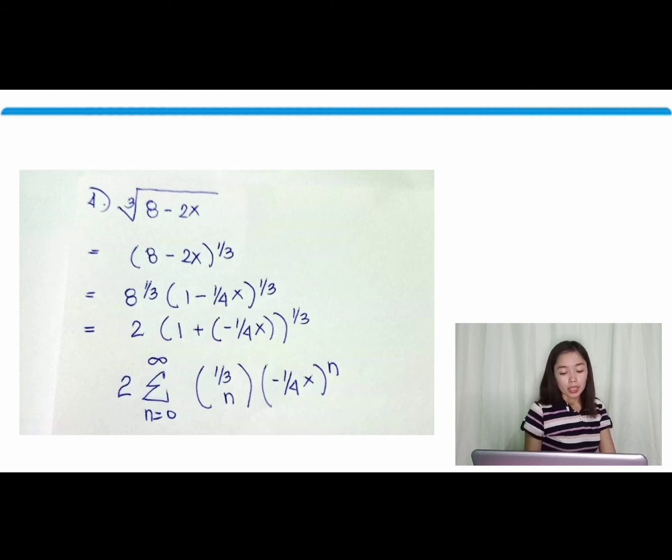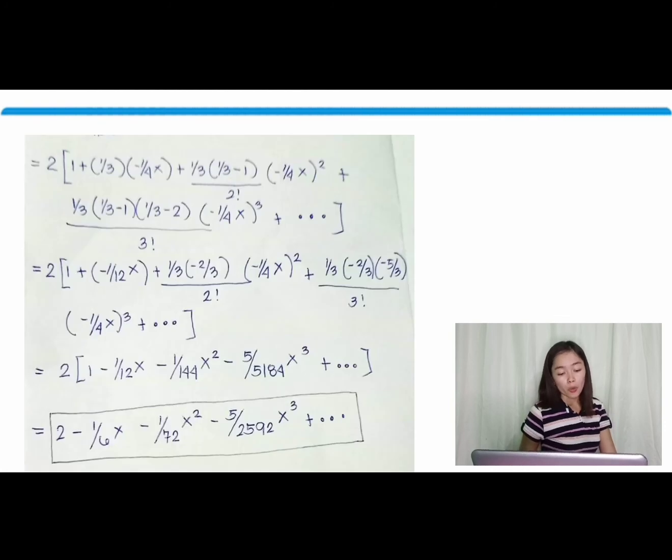We have 2 times the summation of negative 1 over 4x raised to n as n goes from 0 to infinity. For the index k, we have k, which is 1/3. Now, using the formula, 1 plus kx plus k times k minus 1 over 2 factorial times x squared plus k times k minus 1 times k minus 2 over 3 factorial times x cubed, and so on.